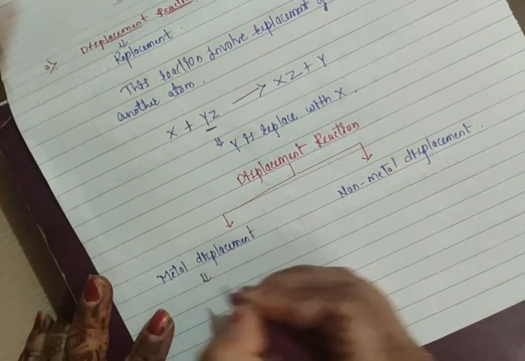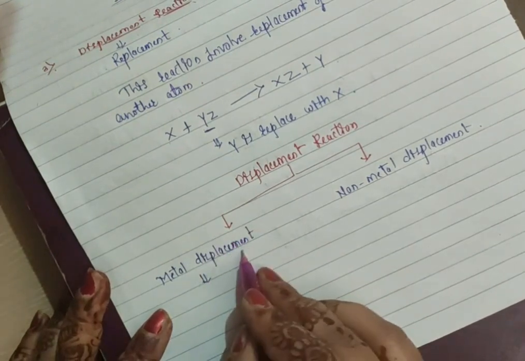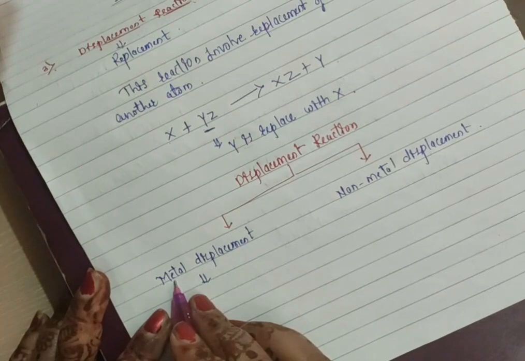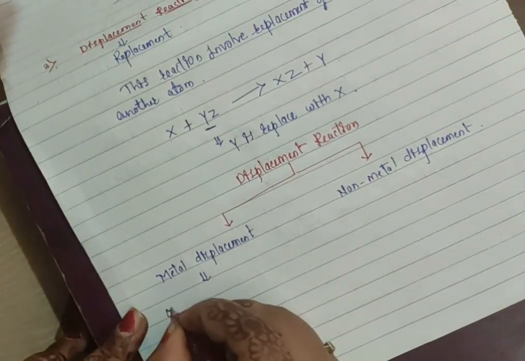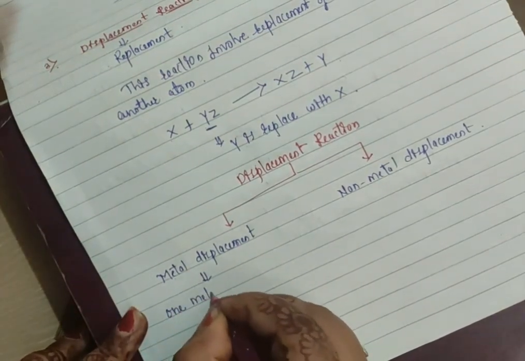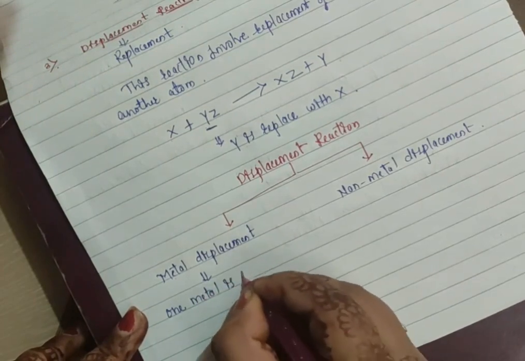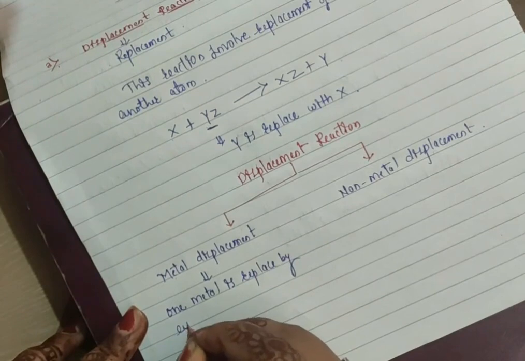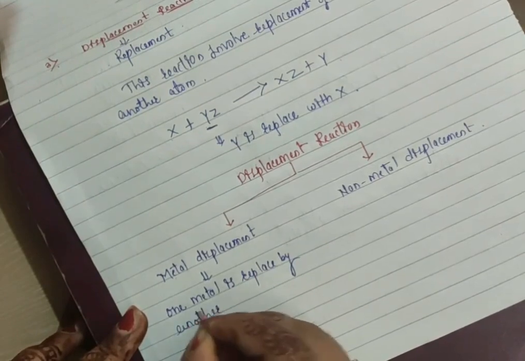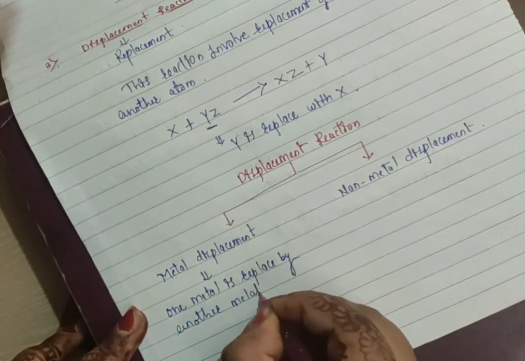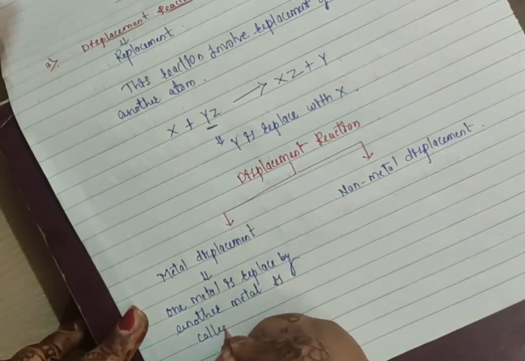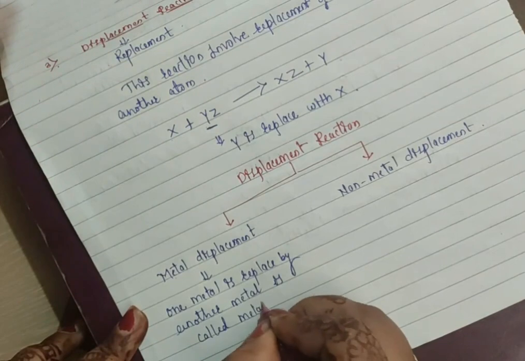Now what is metal displacement? Again, displacement is nothing but replacement. So what are we replacing here? Metal is being replaced. One metal is replaced by another metal. This is called metal displacement.